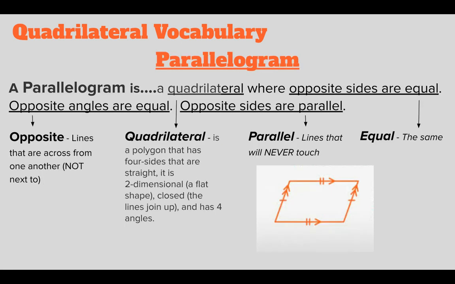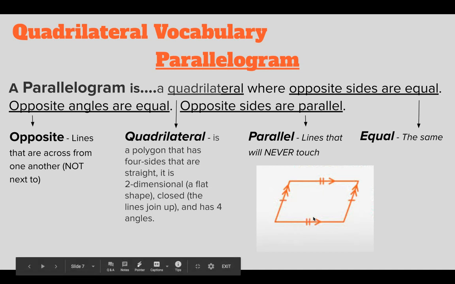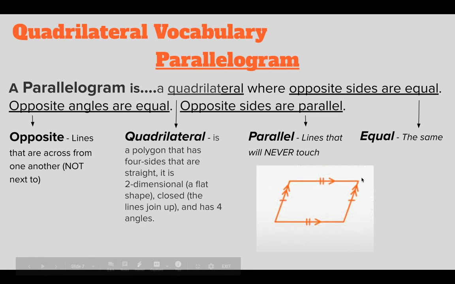A parallelogram. A parallelogram is a quadrilateral where opposite sides are equal, opposite angles are equal, and opposite sides are parallel. So write that definition down and let's go through it slowly. So a parallelogram, this shape right here, is a quadrilateral. Again, our definition of a quadrilateral is right here, where opposite sides, this side and this side, are equal. This side and this side are equal. Opposite angles are equal, and the opposite sides are also parallel.